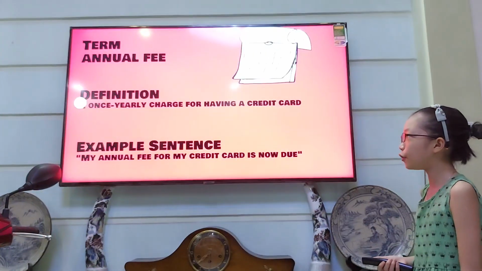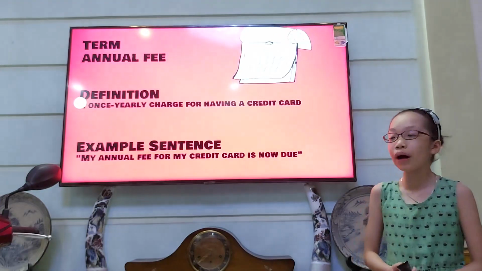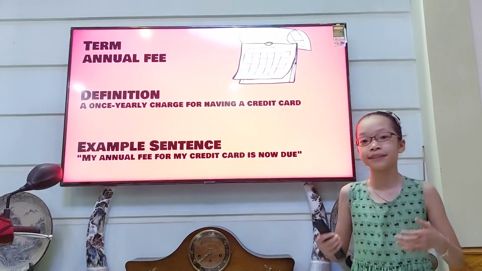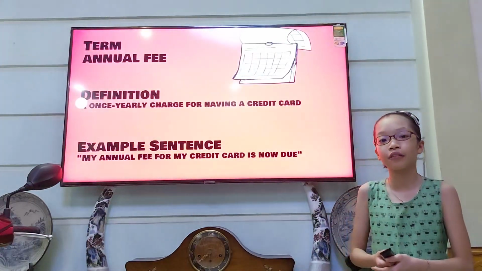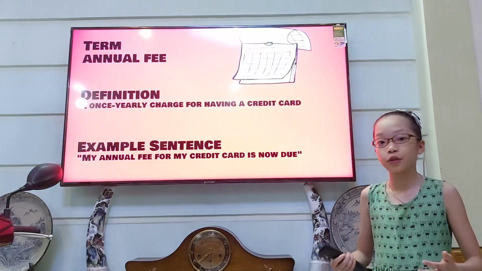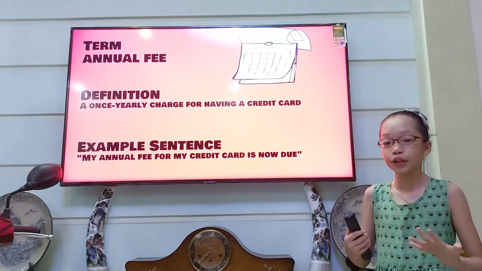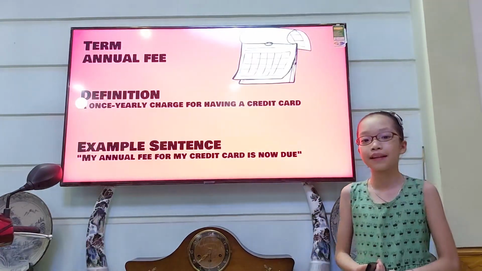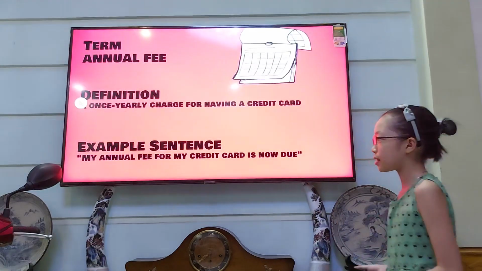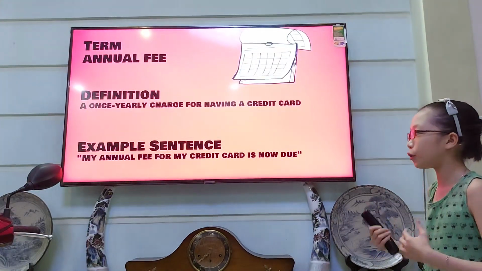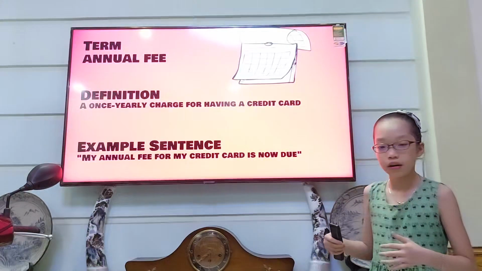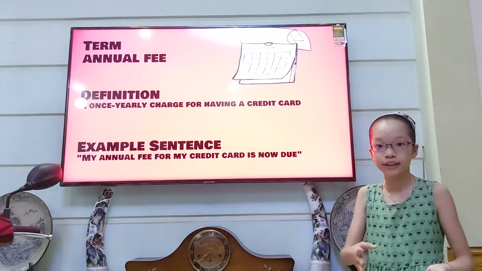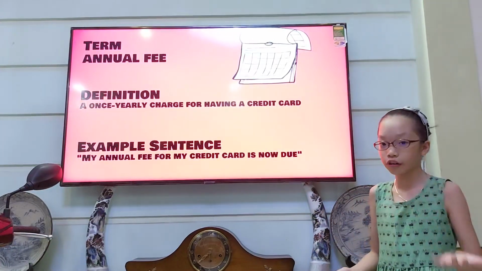We have annual fee. Annual fee is a once yearly charge for having a credit card. Well, having a credit card also has disadvantages, because when you have a credit card, every year you have to pay the bank for having it. So sometimes it has disadvantages. I think that using cash is always better. So for example, "My annual fee for my credit card is now due, at the end of the month." You have a credit card, so you must pay the bank for your credit card.